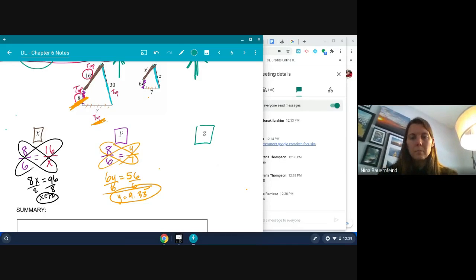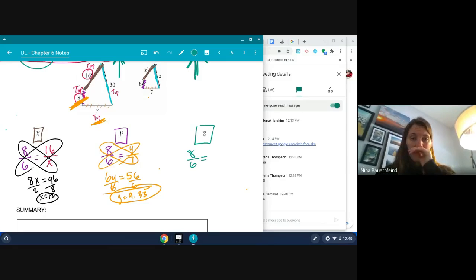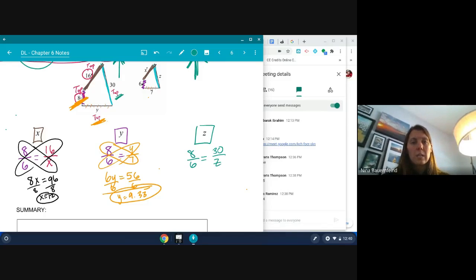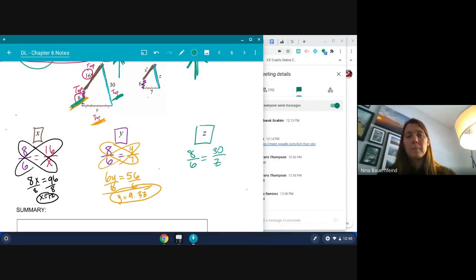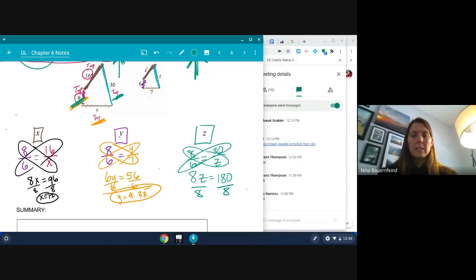So 8/6, and Lance and Javaris, I don't know yet. I got to solve it also. So we'll keep 8/6, same one. This time we're finding Z, so we'll put 30 over Z, because again, this one's got to go on top if the 8 went on top. So we cross multiply and we get 8Z equals 6 times 30 is 180. And then we need to divide by 8.